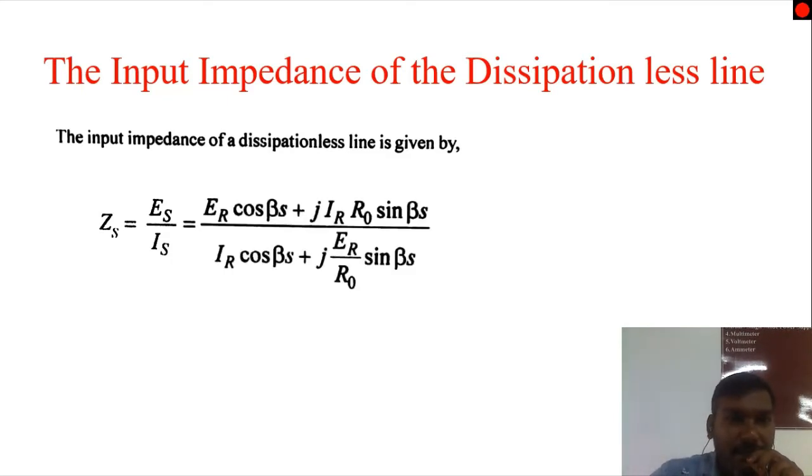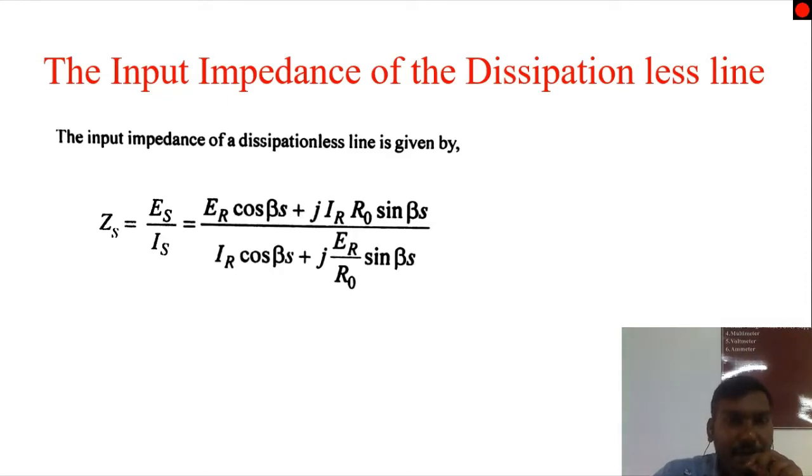Er cos beta s plus j Ir R0 sin beta s. That is the value for Es, and the Is value you can substitute as Ir cos beta s plus j Er by R0 into sin beta s. And in this equation we are going to simplify and find the value of Zs.